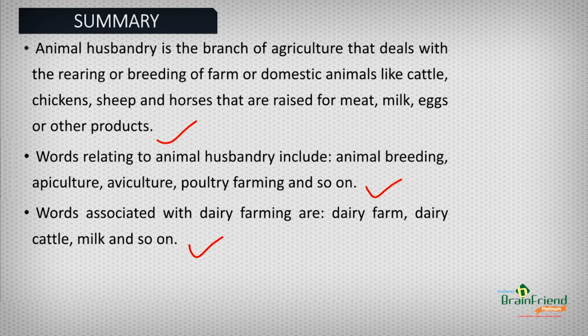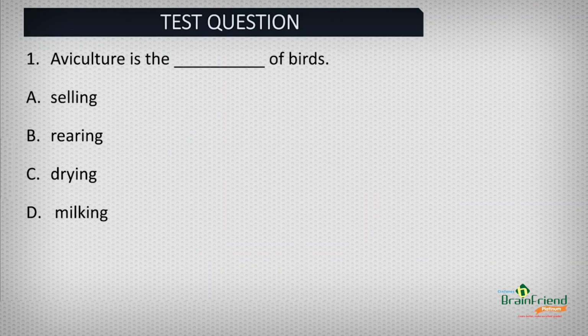It's question time. Let's go on to answer some questions. Question 1. Aviculture is the dash of birds. A. Selling. B. Rearing. C. Drying. Or D. Milking. The correct answer is B. Rearing.